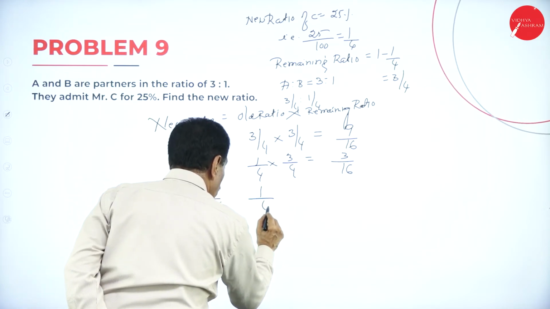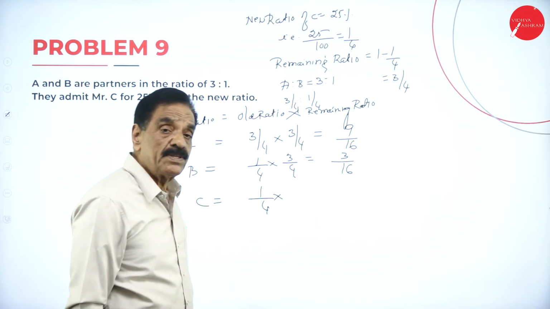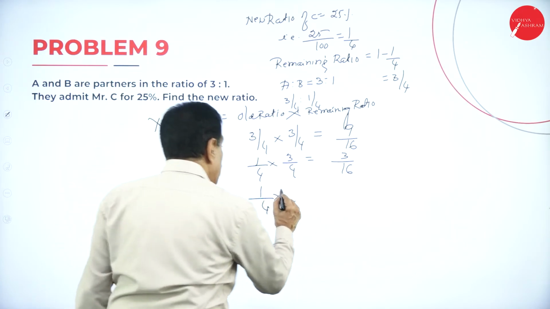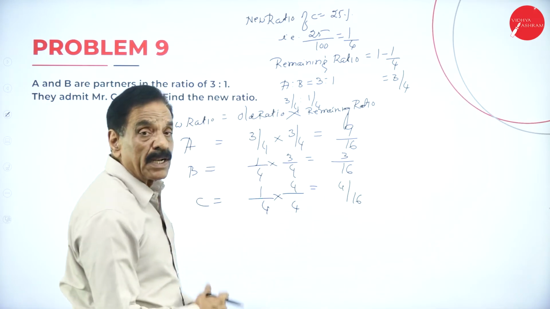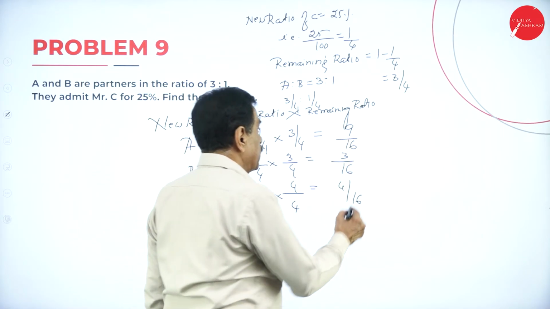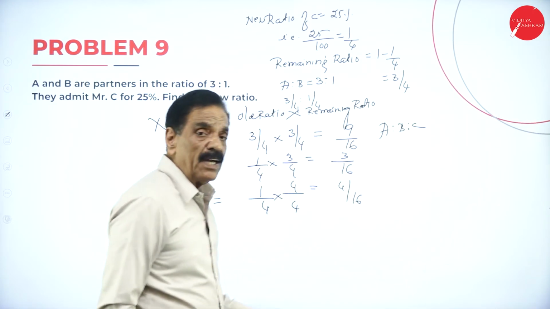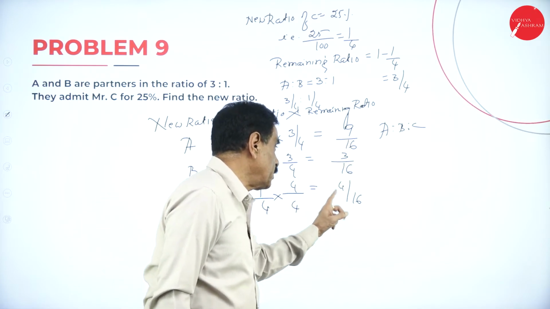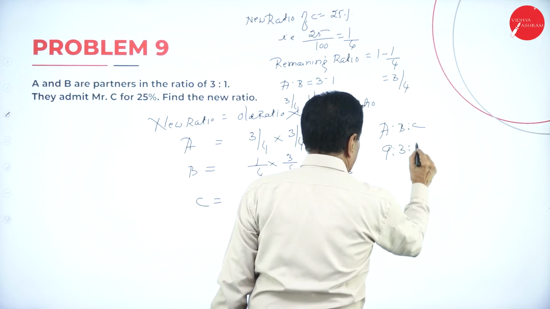25%, 1/4 into. What's the LCM here? 16. To get the 16, it should be multiplied by 4, divided by 4. 4/16. See that numerator should be equal to denominator. 9 + 3 = 12 + 4 = 16. So they are in the ratio of 9:3:4.